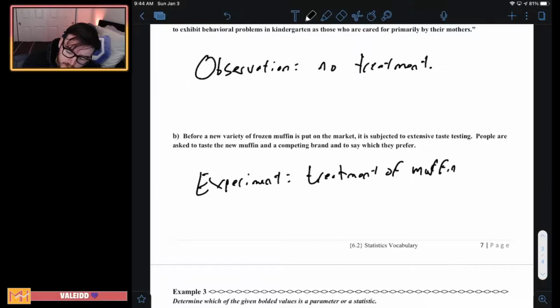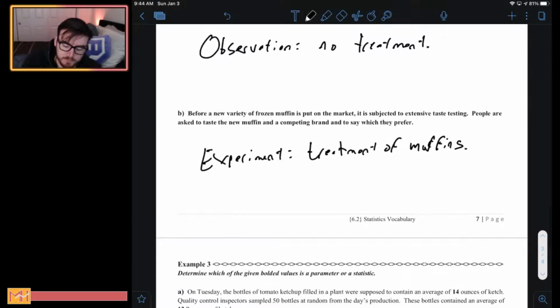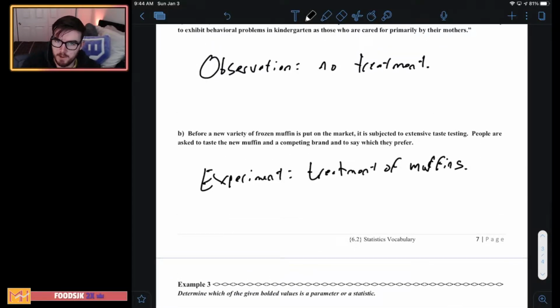These people would have never had these muffins, right? If the person didn't give it to them, right? This is a new muffin that they're testing, right? They didn't just go out in the world and observe people eating their muffin, right? It doesn't exist yet, right? They're trying to compare and to contrast. They've given them the treatment of muffins. I know that seems goofy, but I hope you see the distinction between the two. If not, you can always ask in class.